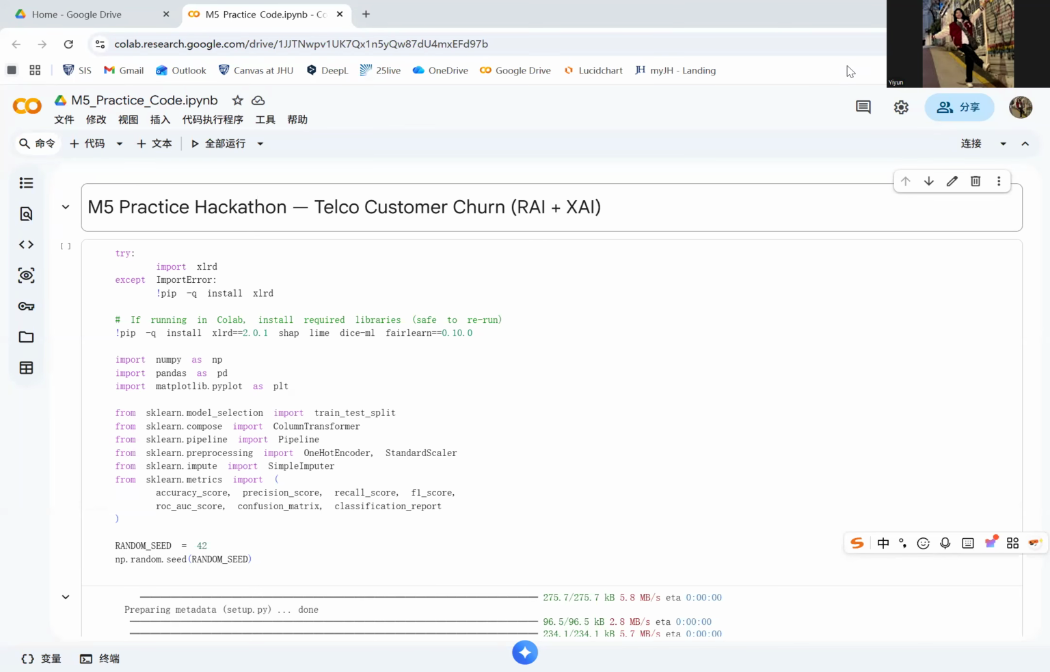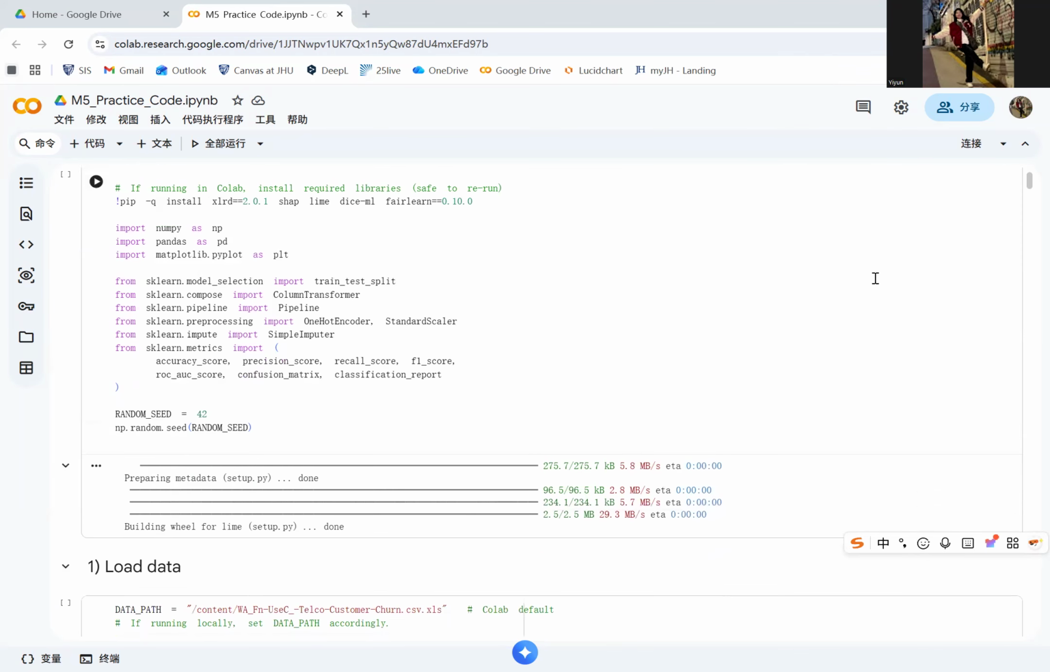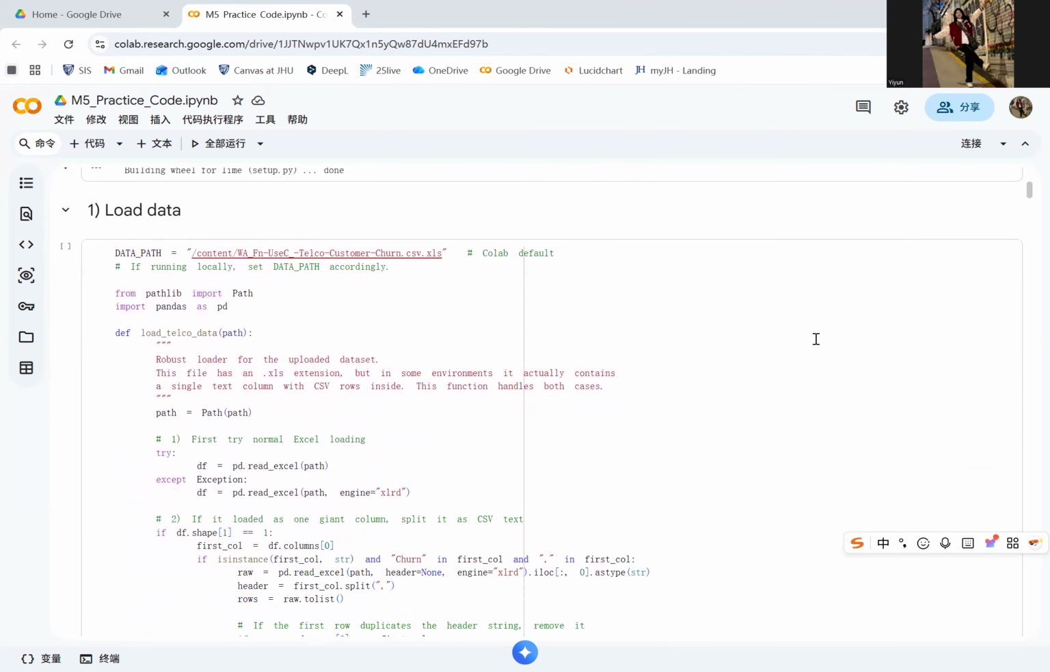Hi, I'm Yiyun, and in this project, I developed a machine learning model to predict customer churn using the Telco customer churn dataset. I begin the notebook by loading and preparing the dataset. The Telco dataset contains information about customer demographics, services, billing information, and whether the customer eventually churned.